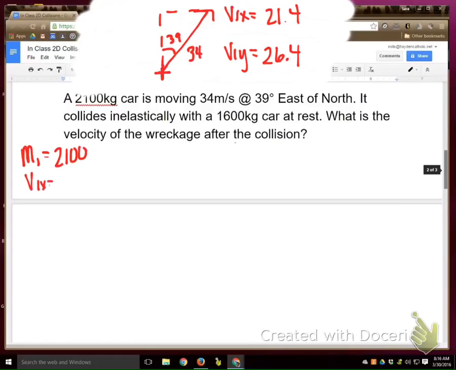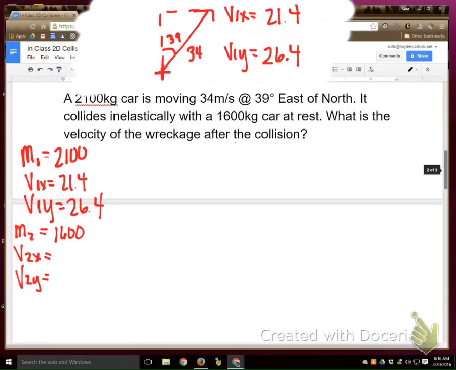Okay, so now we know V sub 1 x is 21.4, and V sub 1 y is 26.4. Okay, what do we know about the 1,600 kilogram car and its velocity? Makes V sub 2 x what? Zero. Okay, because it tells us that it is at rest. Okay, since these two cars collide inelastically, what does that mean is happening to them? They're sticking together. So they collide in this crash, and then these cars just kind of slide together. So that means we're solving for Vx prime and Vy prime.